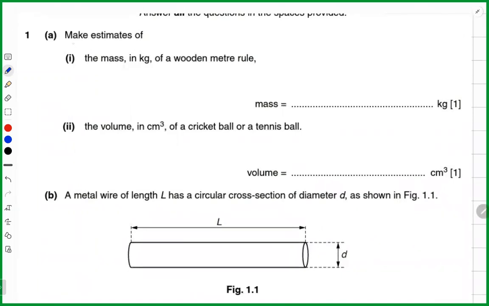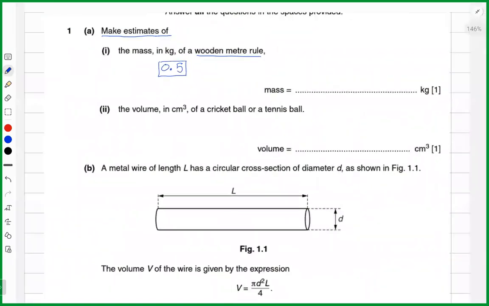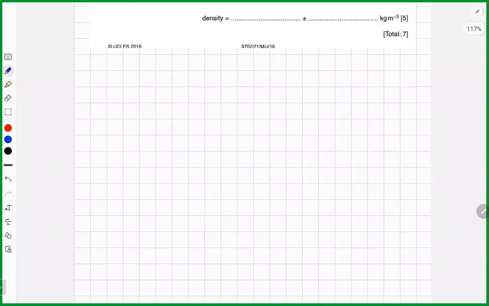Make an estimate. So it is a direct estimate. You have to estimate the mass of a wooden meter rule. 0.5 is acceptable, but have you ever held a wooden meter rule in your hand? Yes. And I hope you have also held a half liter 500 ml water bottle in your hand as well. Yes, sir. So this is that 500 ml water bottle that you play flip with.